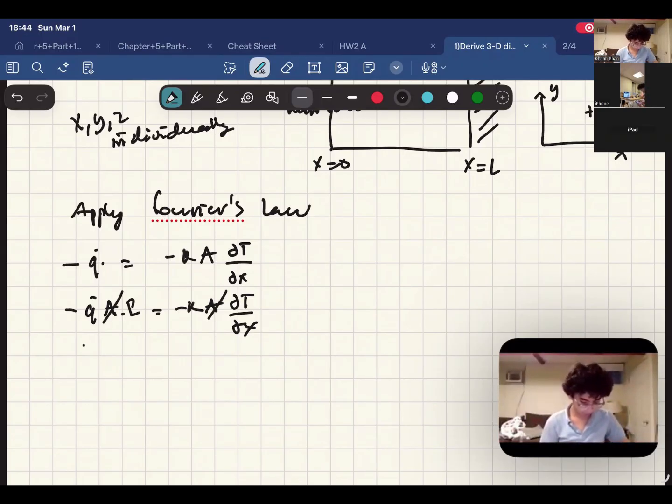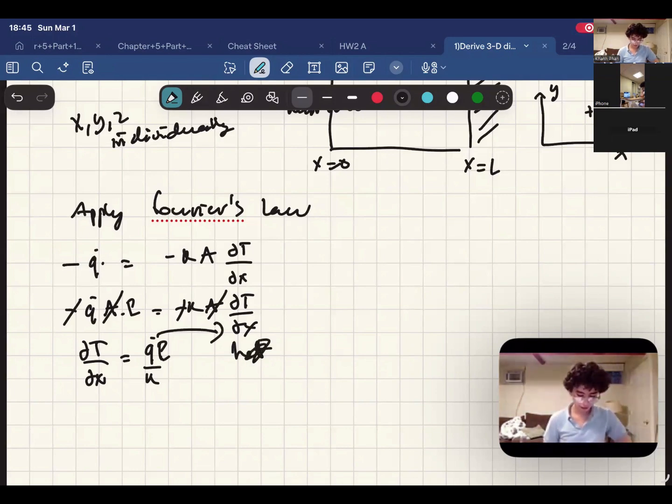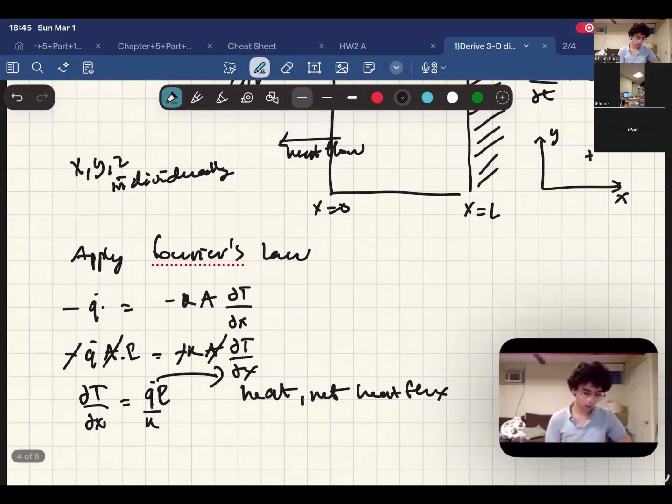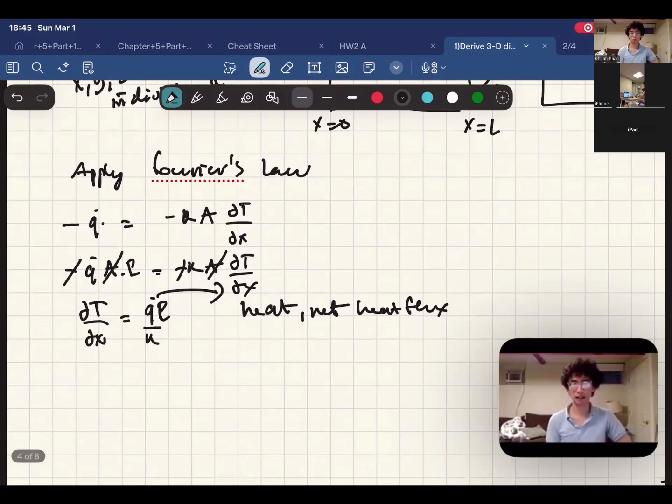Now we cancel out all of A, and then cancel out the negative sign, we would have dT over dx is equal to QL over k. So now Q is the net heat flux of each of the directions individually, so x, y, and z. And then L is just the distance, so for instance dx, dy, dz.